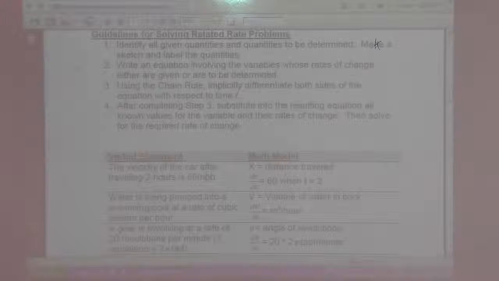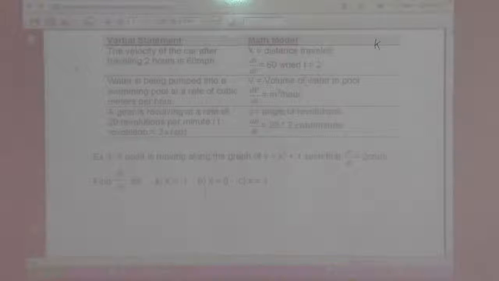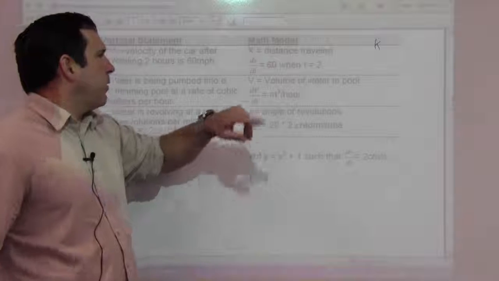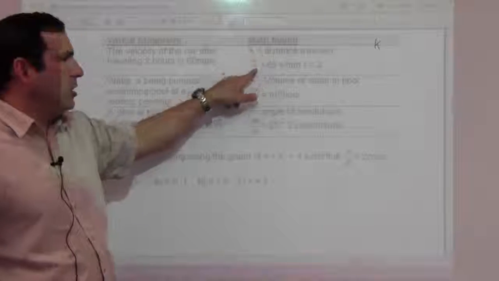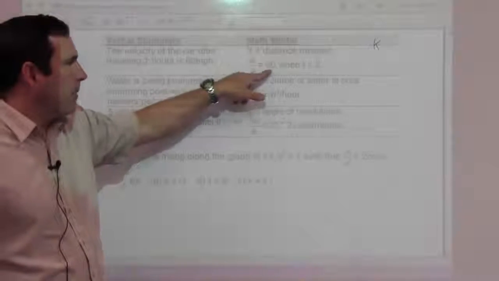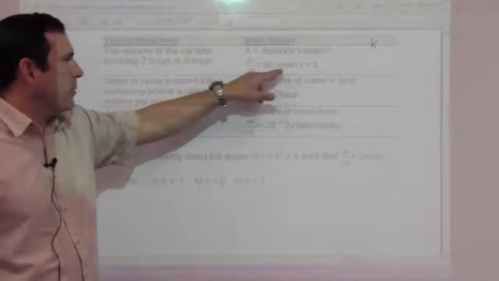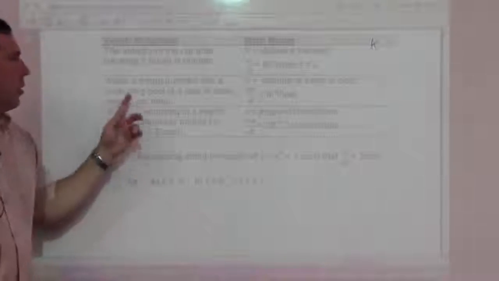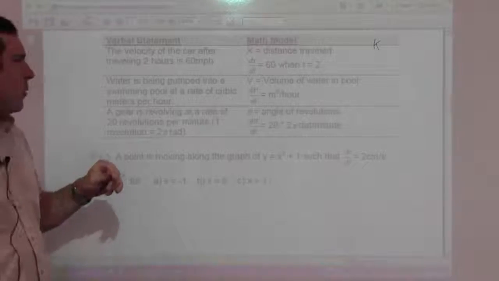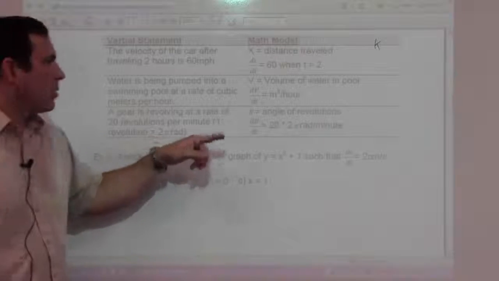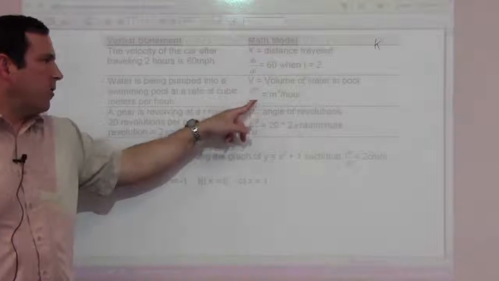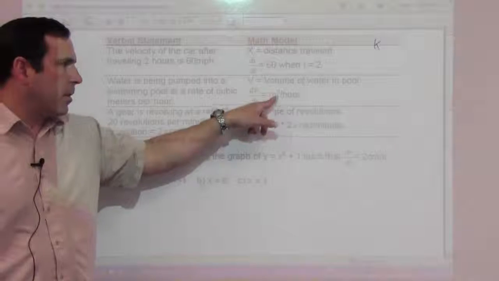A verbal statement: the velocity of a car traveling 2 hours is 60 miles per hour. Math model: x equals distance traveled, dx/dt is 60, that's change in position with respect to time, equals 60 when t is 2. Water is being pumped into a swimming pool at a rate of cubic meters per hour, so V is volume. The change of volume with respect to time would be some kind of meters cubed per hour.